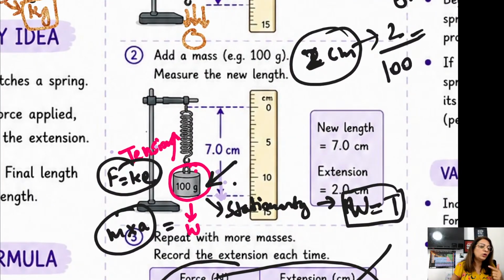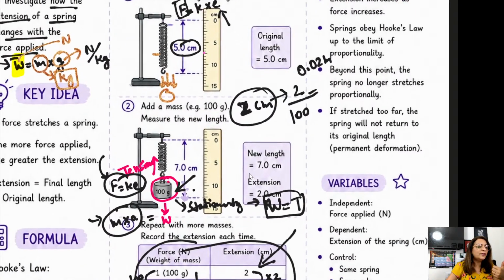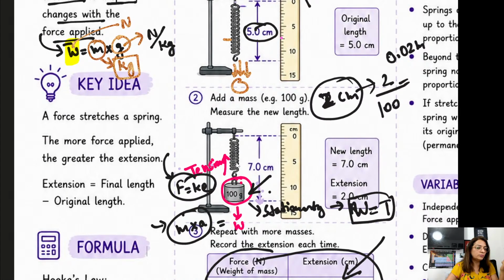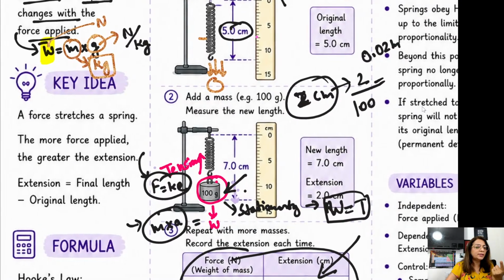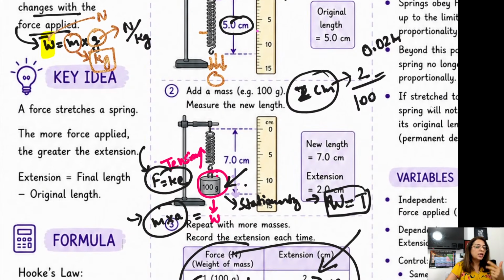So what questions can you have in high demand? One is on this part where you need to know that there are two forces which are equal and opposite. Another key thing to remember is that the extension is calculated by subtracting the two lengths, final minus initial. And if the object is stationary, there are two forces acting, tension and weight. And the other thing is to convert centimeters to meters.